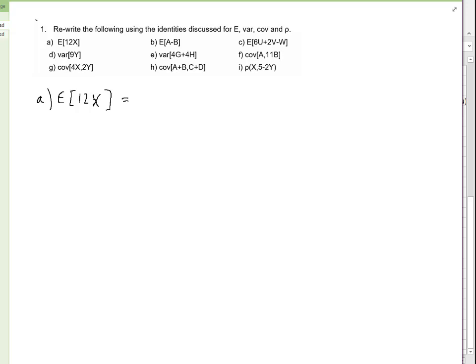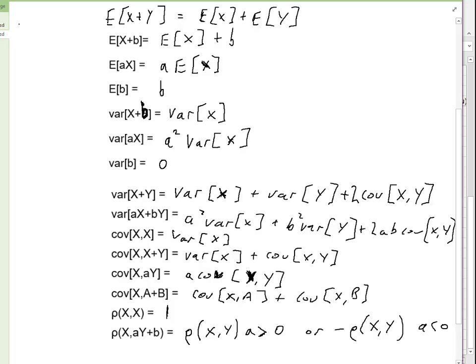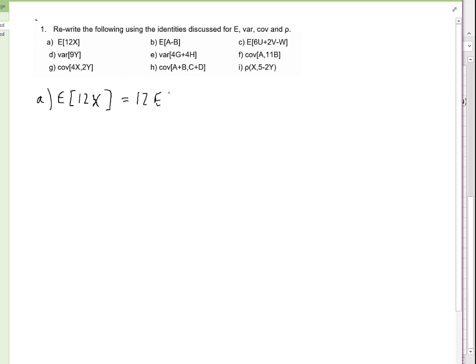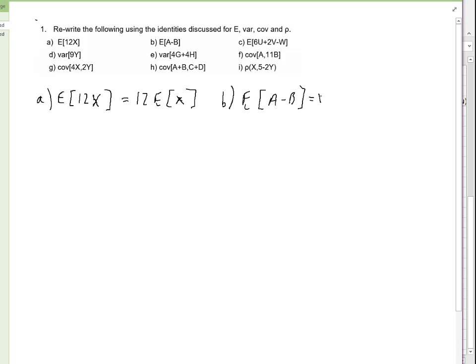So this is using the rule, obviously, that E of aX equals a E of X. So it's just going to be 12 times the expected value of X. Okay, so far so easy. And let me go this way. So E of A minus B. We're going to use two rules: the one we just had, the multiplying one, so multiplying by -1 flips it to minus the expected value, and then the A plus B one, which is the first one we started off with, just separate them out like that. So it's going to be the obvious answer: the expected value of A minus the expected value of B.